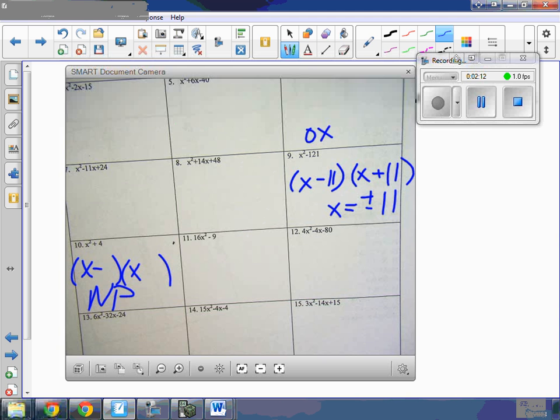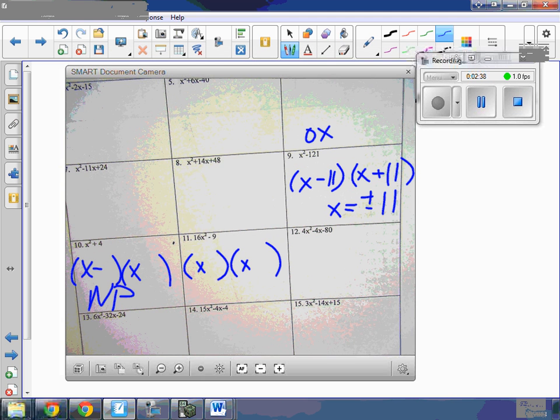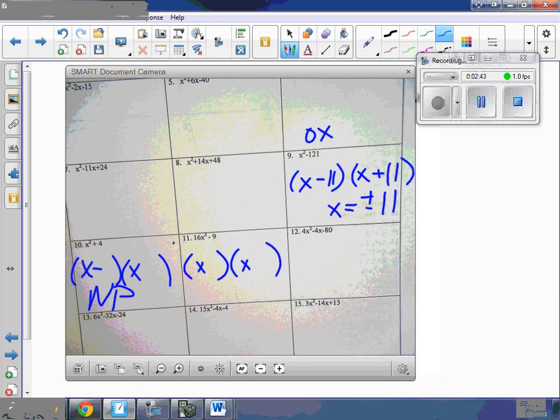Okay. 11's tricky. 11 is just like number 9. But this time, instead of being x and x, it's going to be something that multiplies to be 16x squared. But we know it has to create a 0. So whatever numbers we put in there, they have to be the same on both sides. So can I split that x squared term into two numbers that are the same? 4 and 4. What do I know about the signs? Plus and minus. 3 and 3.